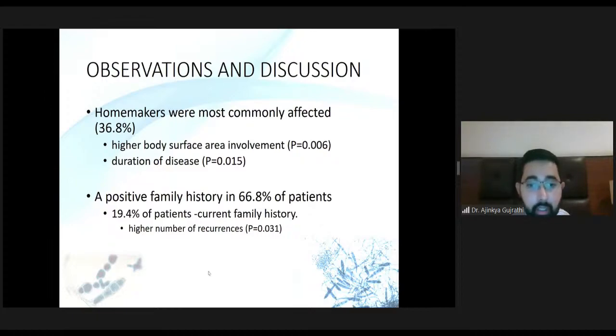We also found a positive family history in 66% of the patients, and we found that patients with a current family history, that is, a family member currently suffering from dermatophytosis, had a higher number of recurrences than patients with a past family history.